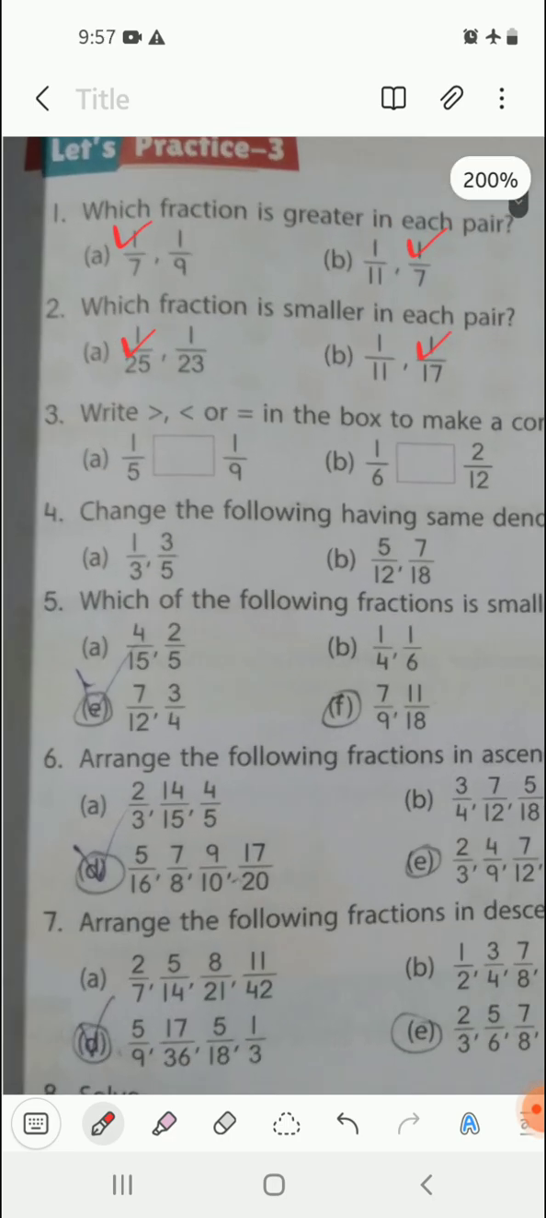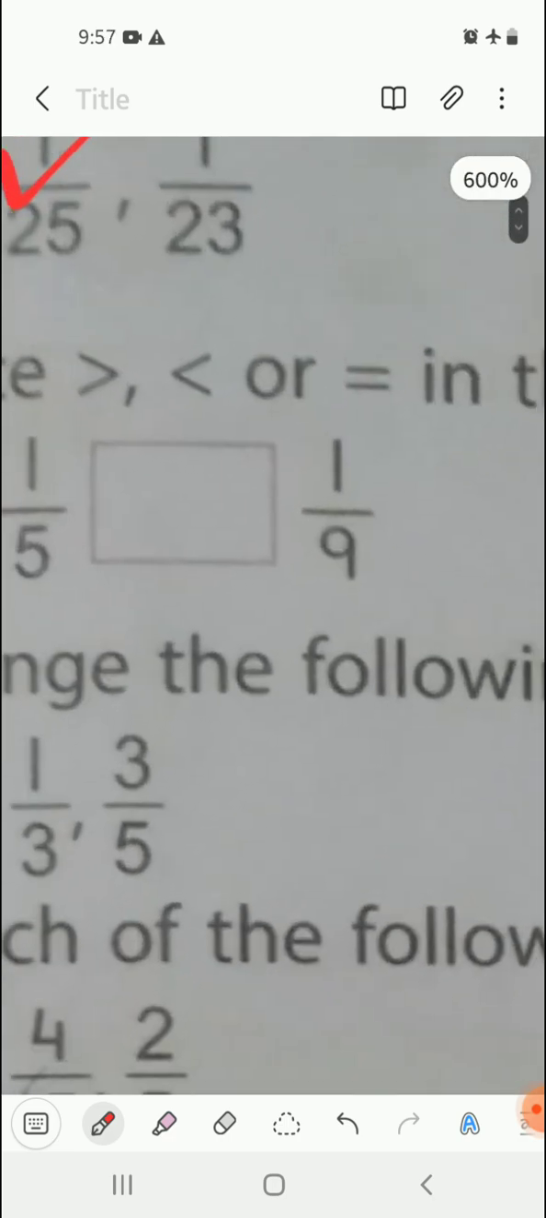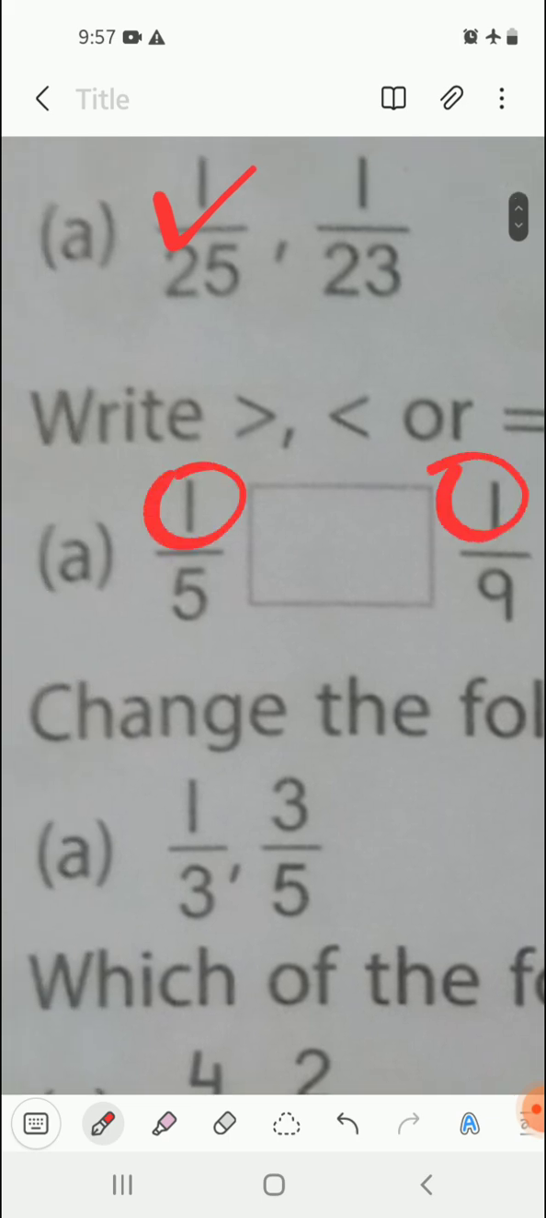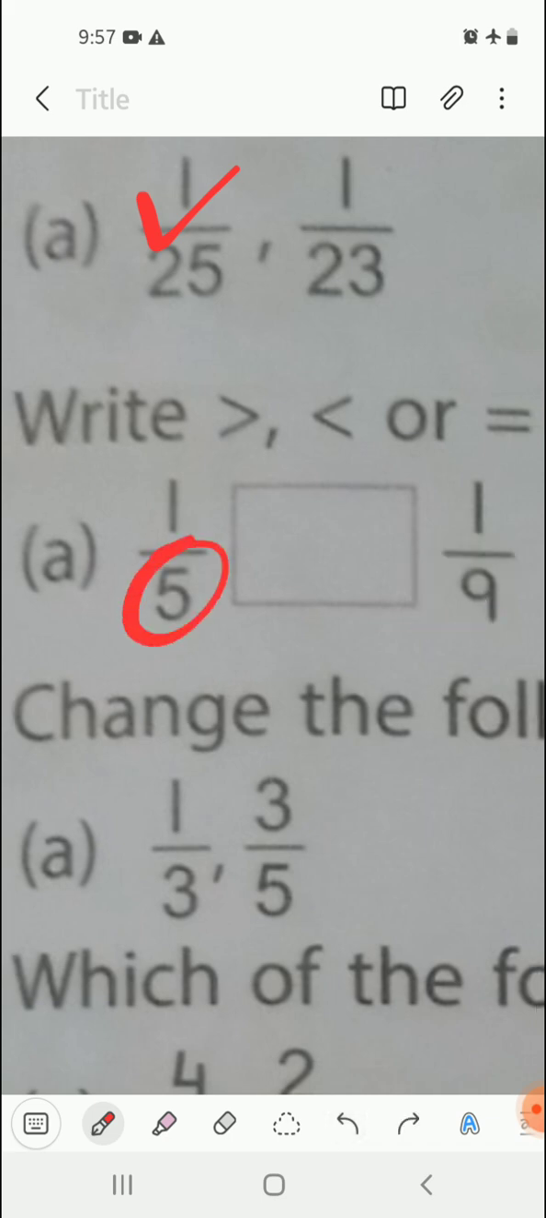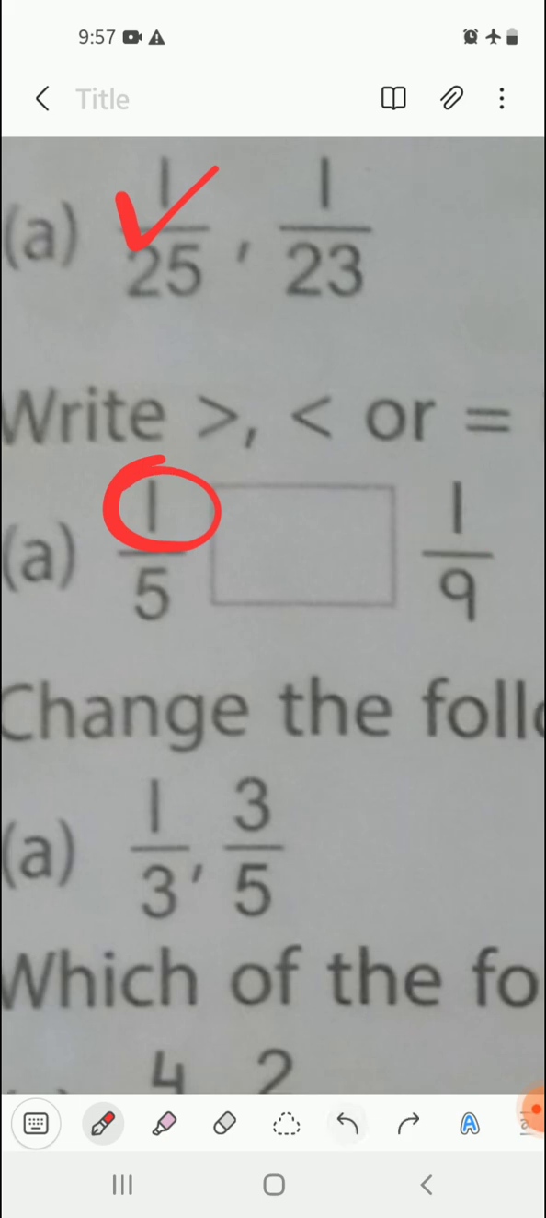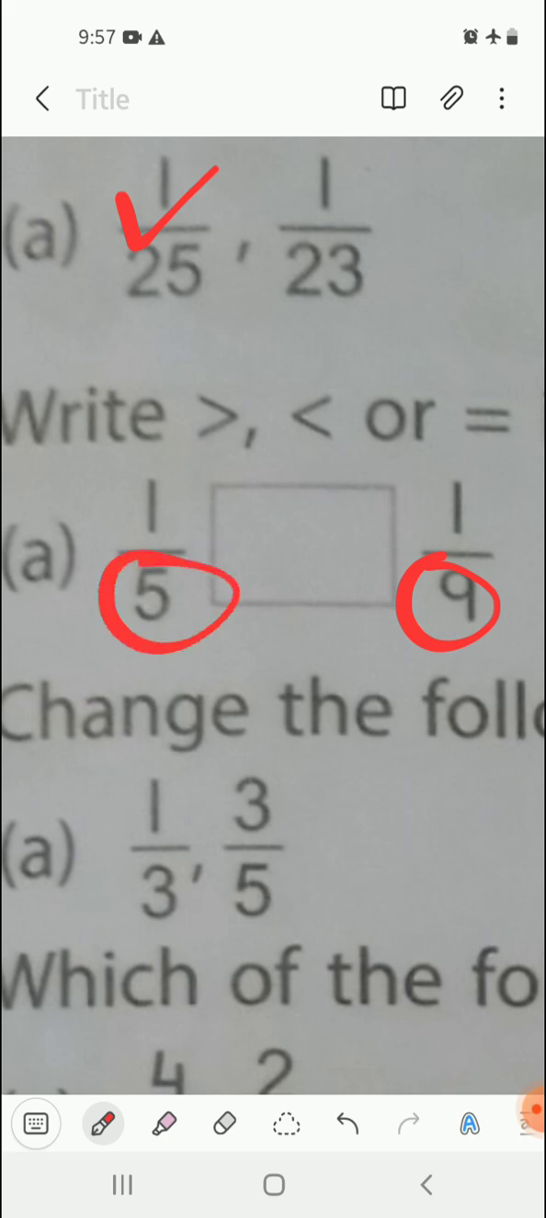Now, we will compare and put the sign. 1 by 5 and 1 by 9. The steps are, first check the numerators and the denominators. The denominators are different, which means it's an unlike fraction. So now we will check the numerators. The numerators are the same, so we will check the denominators. 1 by 9 is actually a smaller fraction. Always remember, the fraction with a greater denominator is a smaller fraction.